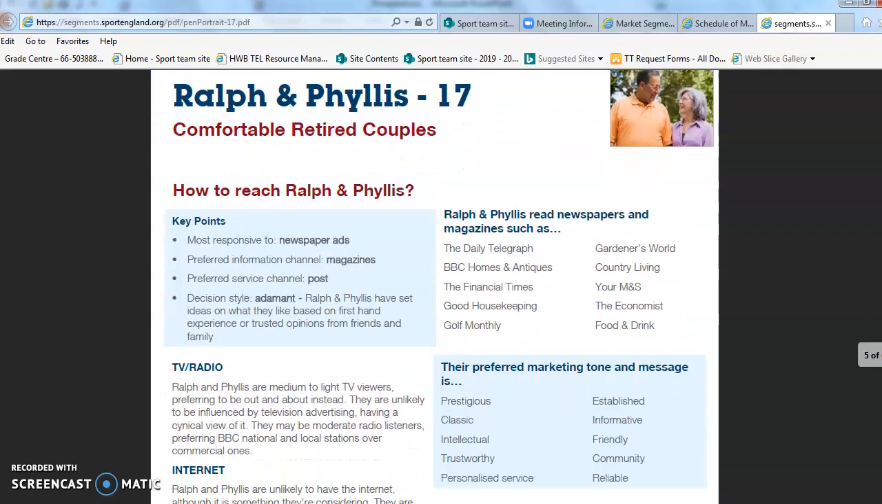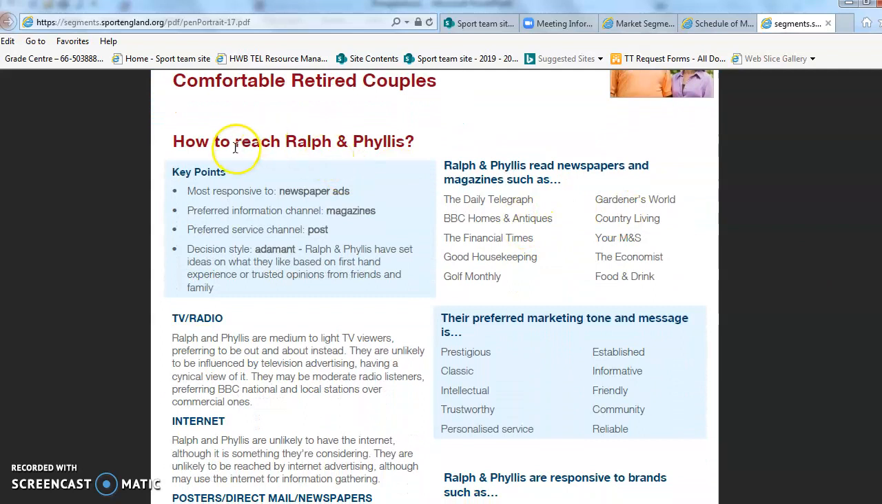Okay. It then tells you about how they'd like to be told about things in terms of promotion. So they are more responsive to newspaper ads. What we don't want to see within your assessment is that you've put an advert in the Daily Telegraph or the Times broadsheet newspapers. That is not realistic. You need to think about what might be relevant to that local area.